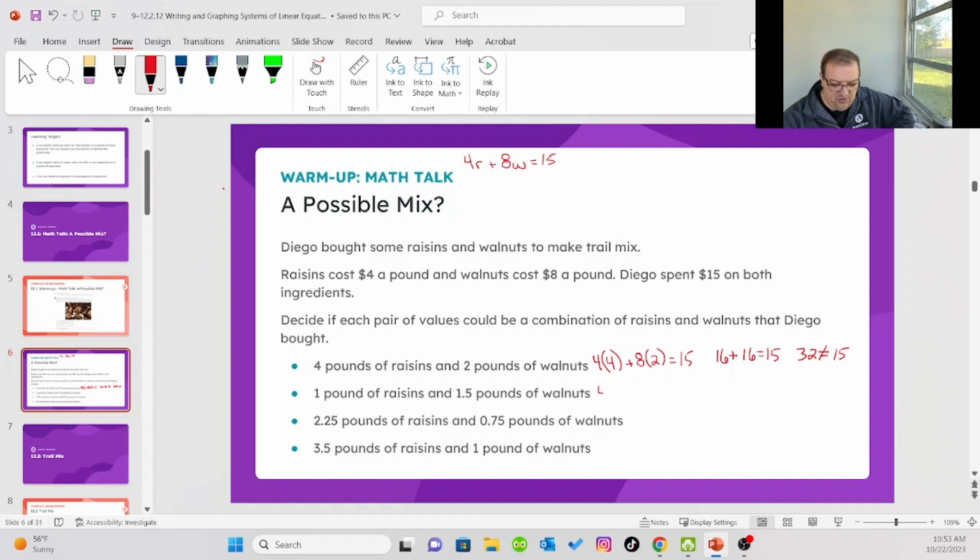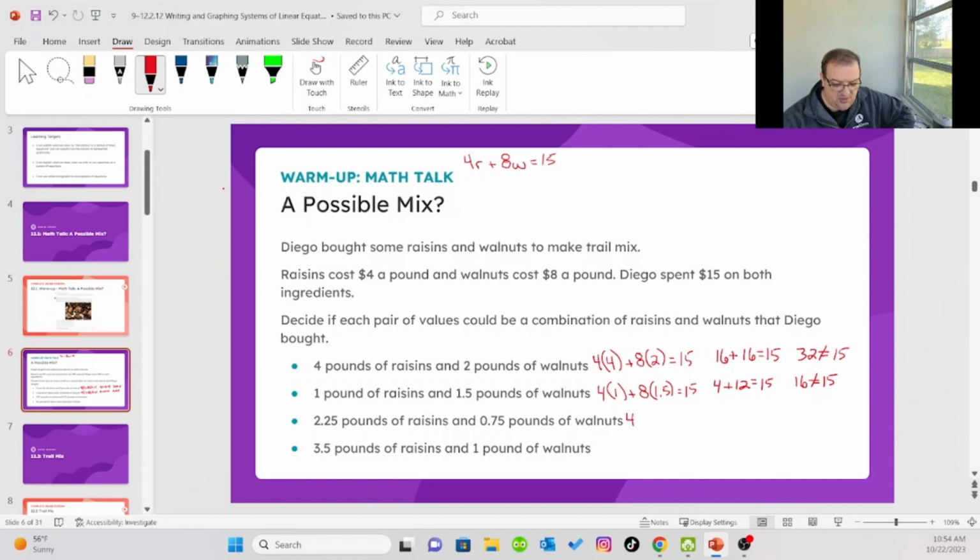Next, we have 1 pound of raisins. So that's 4 times 1. And 1.5 pounds of walnuts. So that's 8 times 1.5. 4 times 1 is 4. 8 times 1.5 equals 12. And 4 plus 12 equals 16. That does not equal 15, so that cannot be a possible solution.